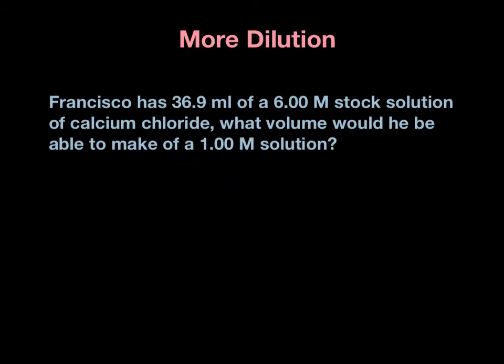Here's another dilution problem. Francisco has 36.9 milliliters. From the units, I can tell you that that's a volume of a 6.00 molar, that's molarity, stock solution of calcium chloride. What volume would he be able to make of a 1.00 molar solution? And so this is my molarity also. Notice he wants to make this, so this is going to be my final M2. This is what he started out with, V1 and M1 right up here.